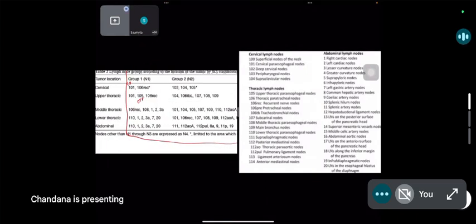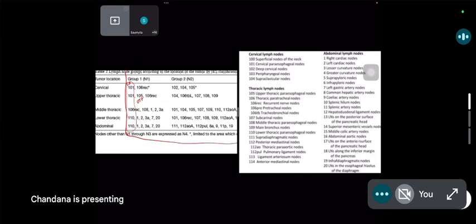For the cervical group of lymph nodes, 101, that is cervical paraesophageal lymph nodes. Whatever is coming first, it's all paraesophageal lymph nodes only. Paraesophageal lymph nodes in the cervical region, upper thoracic region, middle thoracic region, and then lower thoracic region. It's all coming like that.